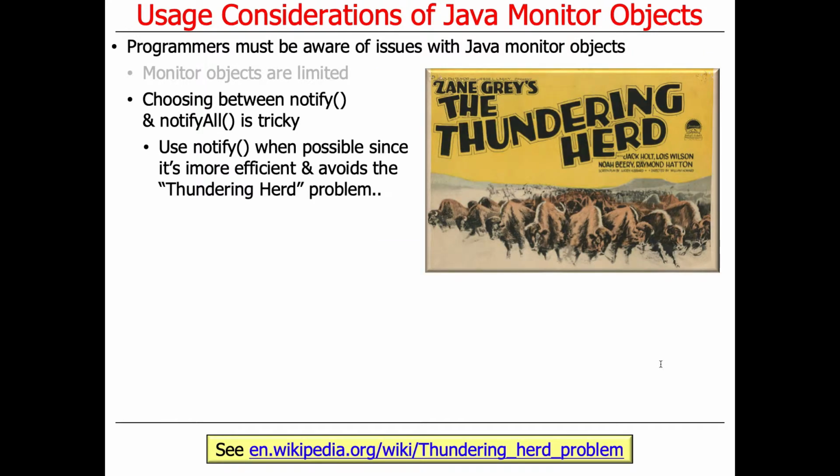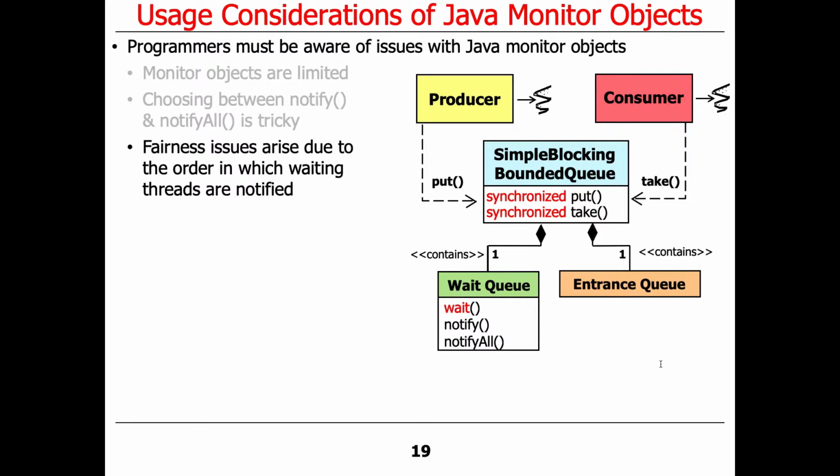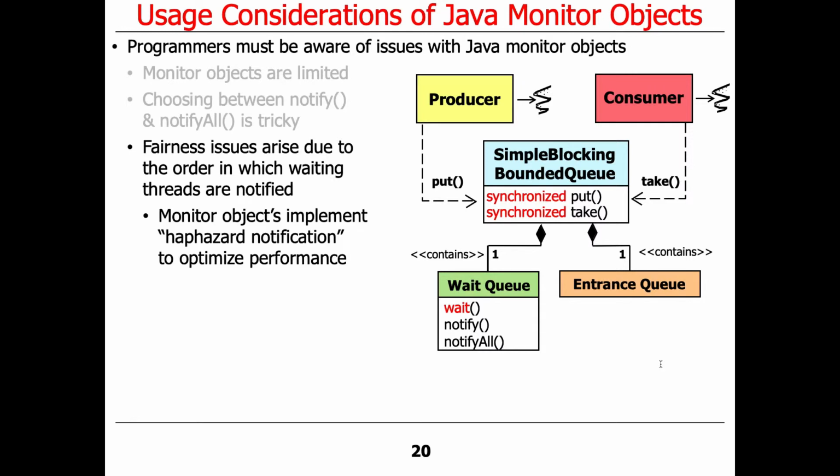So you should try to use notify wherever possible to avoid the thundering herd problem, but this is easier said than done because there's only one wait queue. So you may have to use that one wait queue to wait for all kinds of different condition expressions, as we saw before. There's also some tricky fairness issues that arise due to the order in which waiting threads are notified. It's really up to the operating system to decide how it wants to wake things up. You have no control over that.